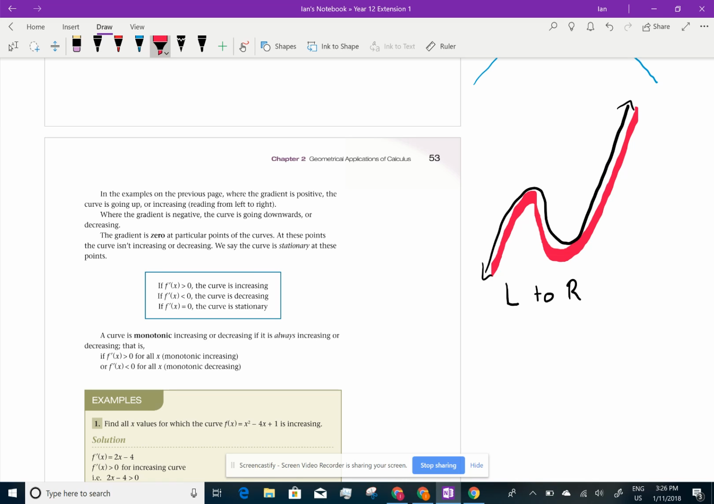But for me to do that, I've got to draw it. Now, if I just look at the sign, positive, positive, positive, zero, negative, negative, negative, zero, positive, positive, positive. And what do we see? Well, when the curve is going up, the gradient of the tangent is positive. And when the curve is going down or decreasing, the gradient of the tangent is negative. And when the gradient of the tangent is zero, the curve is stationary.